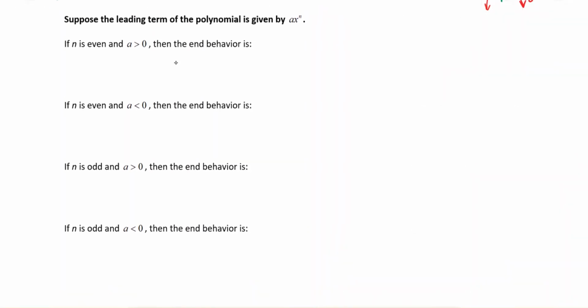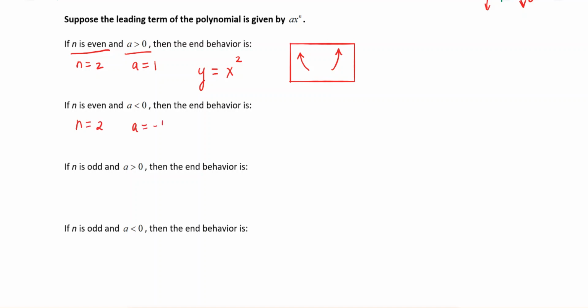If n is even and a is greater than 0, then the end behavior looks like, well, if n is even, think n is 2, and if a is greater than 0, think a is 1. So you're just talking about y equals 1 times x squared, and your end behavior is up at the left and the right. If n is even and a is less than 0, think of something like n is 2 and a is negative 1, or think of y equals negative x squared. And then with negative x squared, we've done a vertical reflection, and now the end behavior is pointing down at the left and the right.